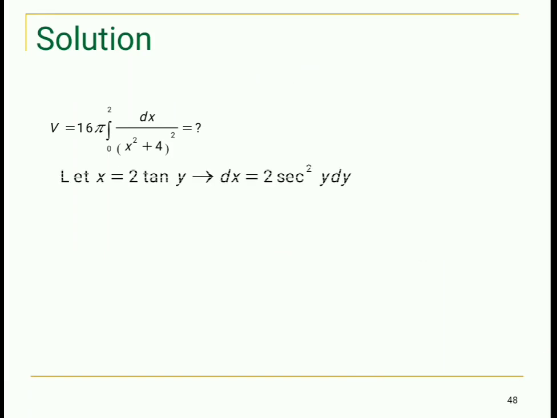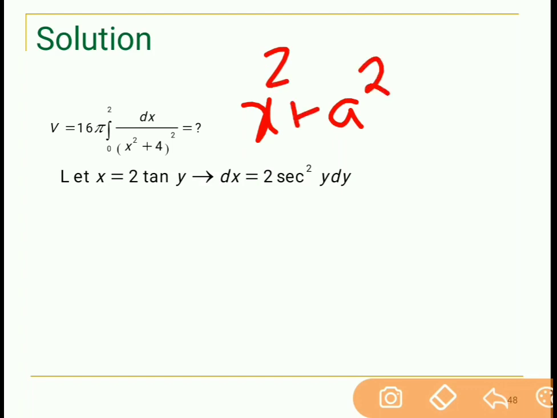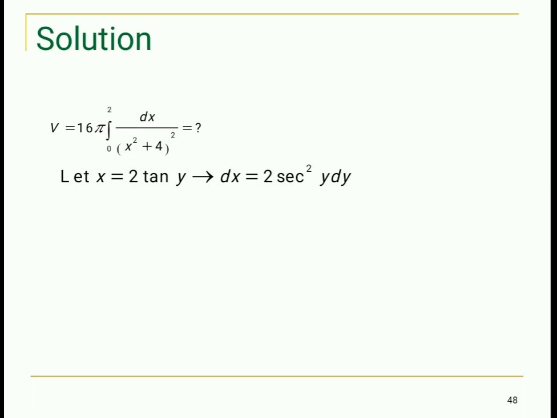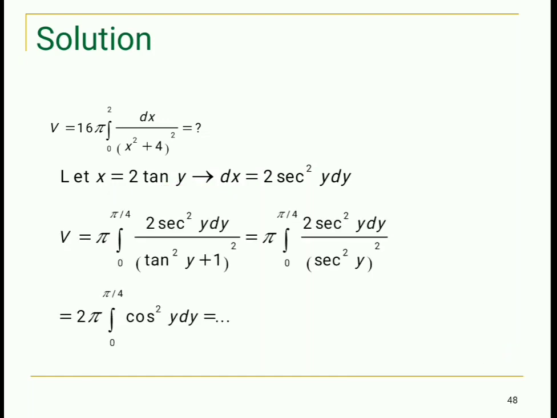Now to solve this given integration, we can substitute x is equal to 2 tan y, because it is of the form of x square plus a square. So when you get the form of x square plus a square, then substitute x is equal to a tan theta. So we will use x is equal to 2 tan y. So dx will be equal to 2 sec square y into dy. And finally we will get the volume as pi integral from 0 to pi by 4.